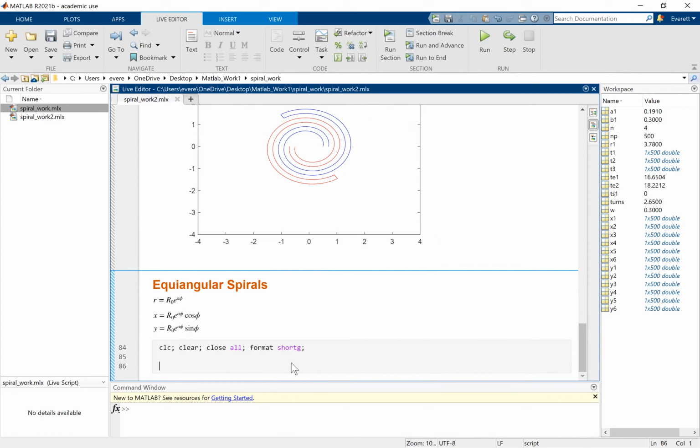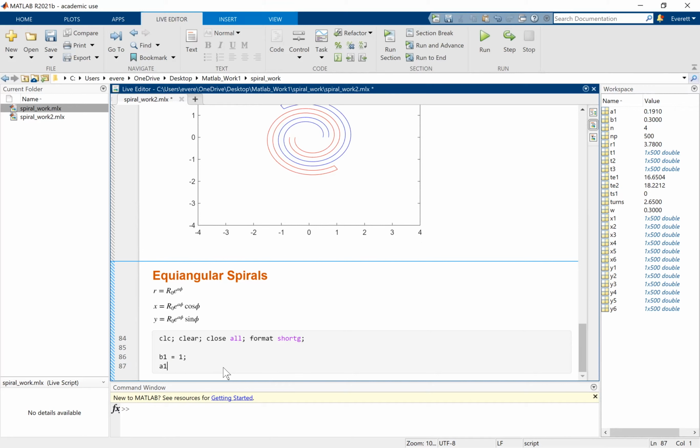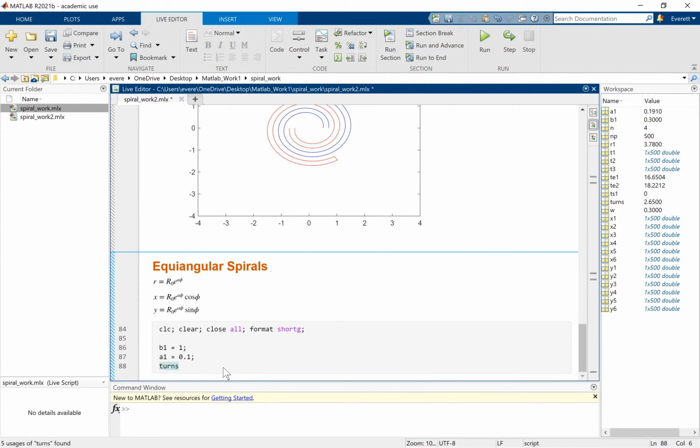All right, so let's define some variables. We have this initial distance. Let's just use B1 again, and let's say that's 1 for now. And then we also want our spiral factor. Let's call this A1, and make this 0.1 for now. And then we also want to specify the number of turns we have. So we have turns. Let's just make this 2.